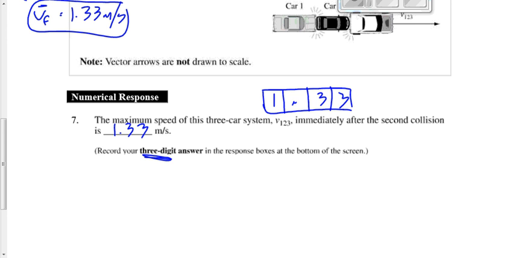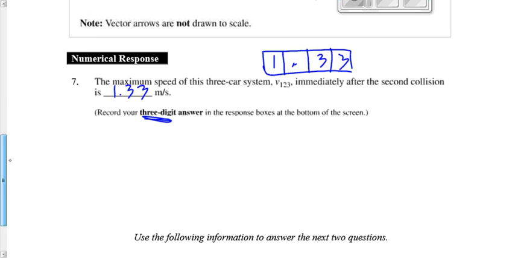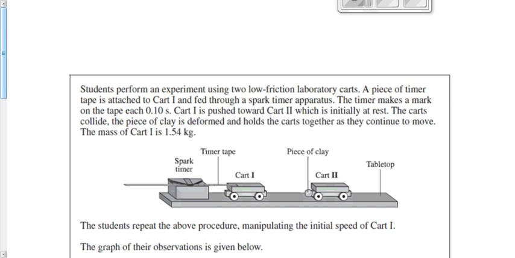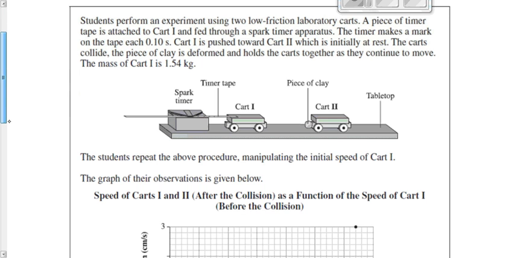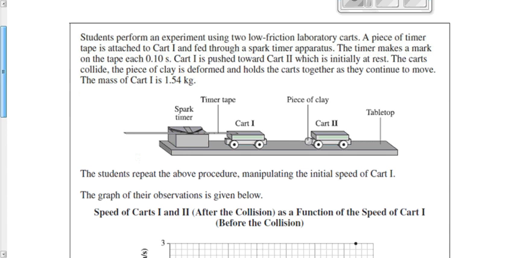All right, we're going to do another one here now. This is question number 9. But I'm going to do this one with you. This one talks about a lab, which basically we did. We pretty much did this exact lab in class, except we didn't use ticker tape or spark timer.